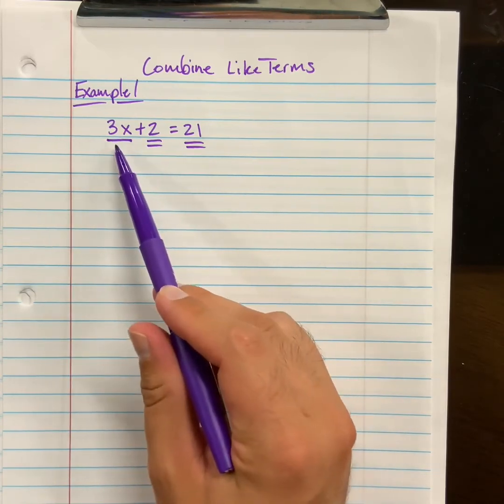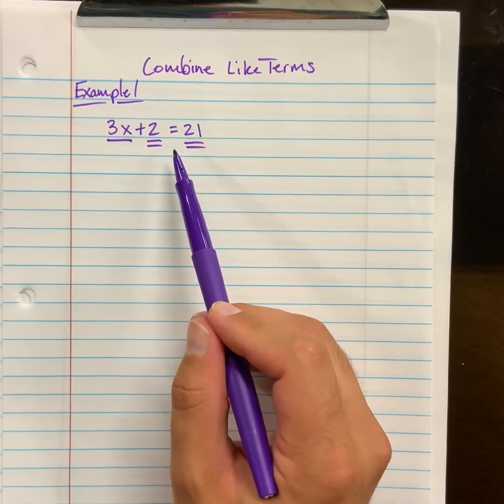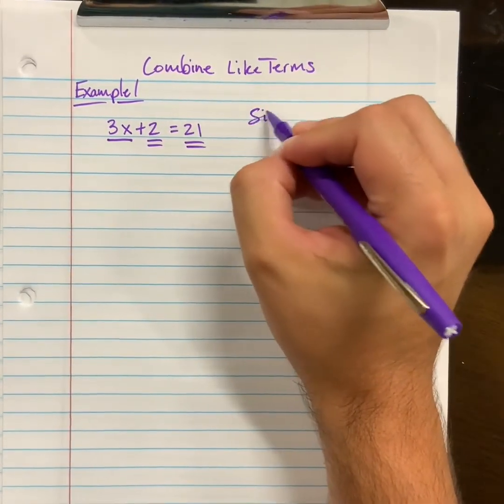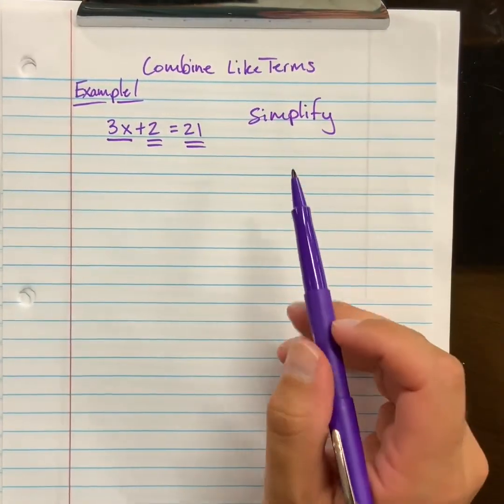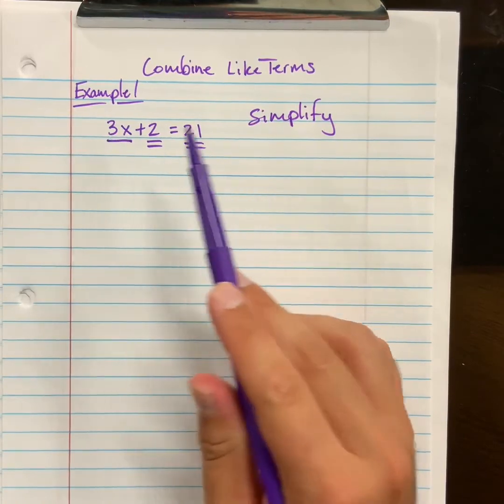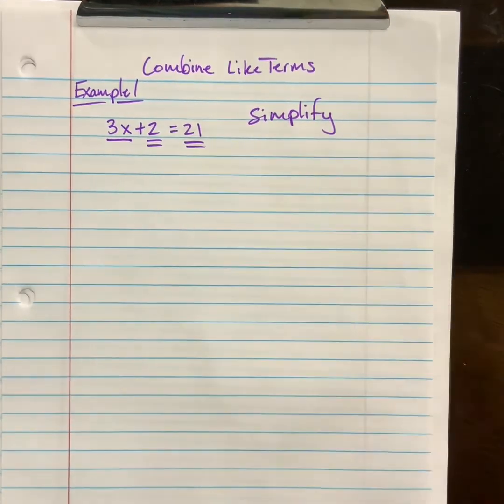We don't have anything that we can do with our 3x. Remember, we're not trying to solve this equation. All we are trying to do is simplify. If you see the word simplify, it probably means that we're not trying to find out what x equals. We are just trying to make things a little bit easier to work with, and that's what we're doing here.